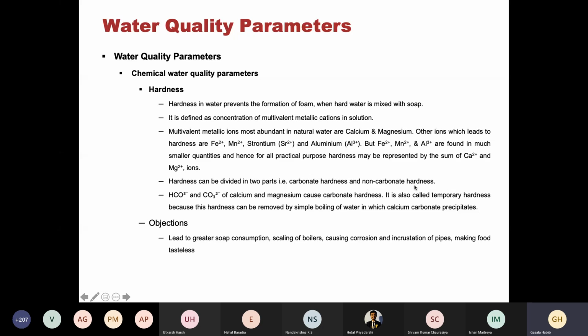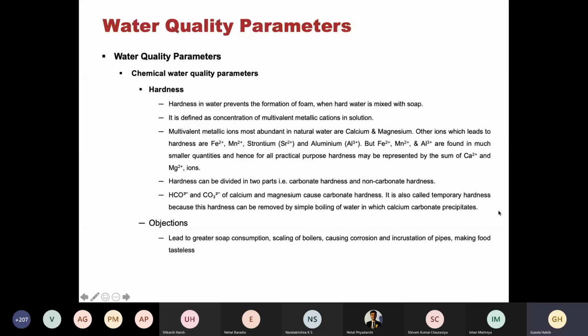Non-carbonate hardness is basically calcium sulfate, ferrous sulfate, and so on. There might be other compounds also. So carbonate and bicarbonate of calcium and magnesium cause carbonate hardness, and their presence is also defined as the alkalinity of the water. It is also called temporary hardness because it can be removed by simply boiling the water.